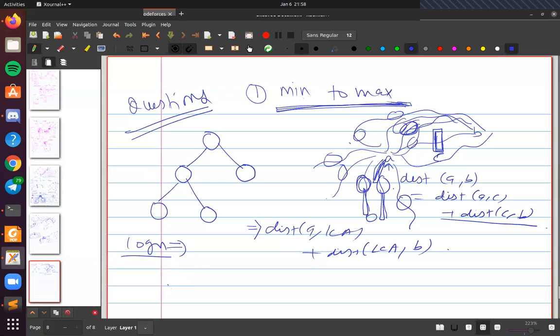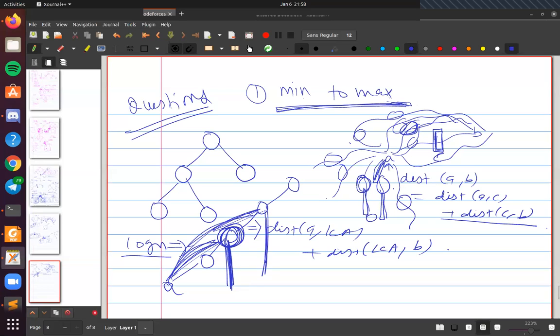because the LCA is the ancestor of A. So I can iterate over all the nodes which are my ancestors and take this node to be my LCA, keep this distance, and then the distance from this node. Take this node to be my LCA, keep this distance, and distance to my other node. Take this node, distance to my other node. Now I have to find the minimum distance. So this distance, A to LCA, is constant.